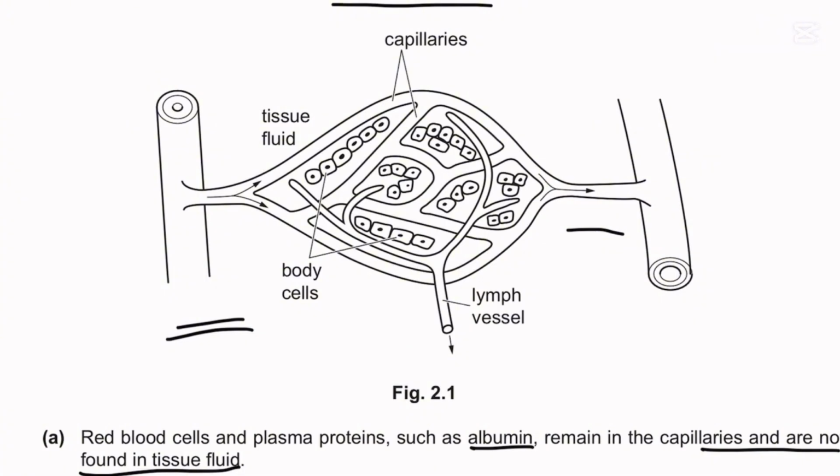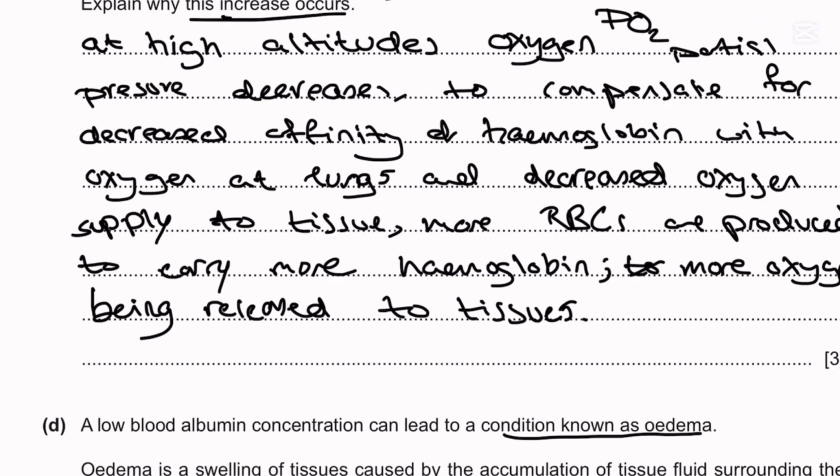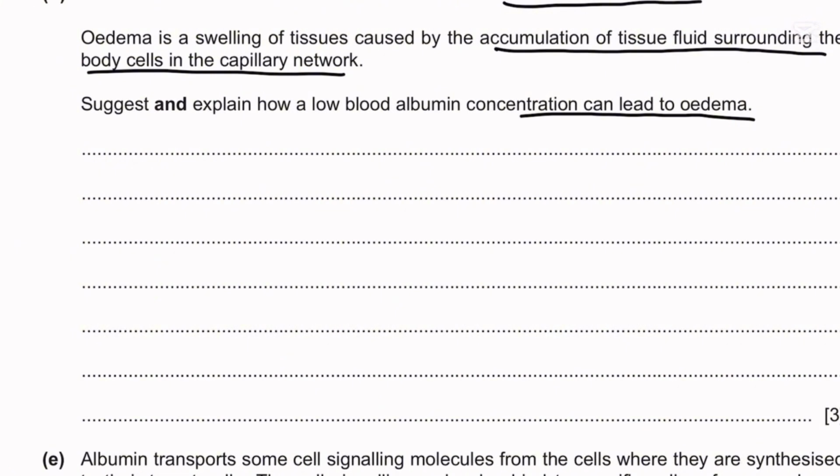Now imagine if there are no plasma proteins, the concentration in the venous end is going to be really low, which means that water is not going to move back and tissue fluid remains the same and it remains accumulated. And so that is it. Let's go ahead and write this down.